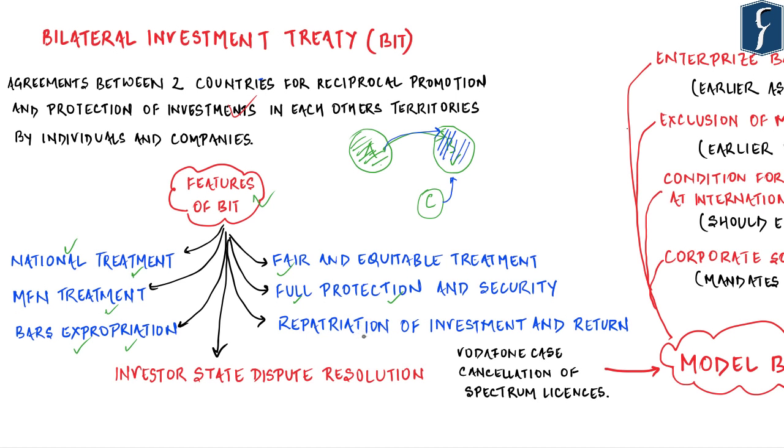Now, as far as repatriation of investment and return is concerned, if companies belonging to a country A are investing in B, obviously they expect a return out of it, which is basically in the form of profit, and they would want to repatriate that profit back to country A or any other country C. And hence BITs mandate that the states provide unrestricted power to the foreign investors to repatriate their investments and returns. So it's basically a freedom to invest and to de-invest as well.